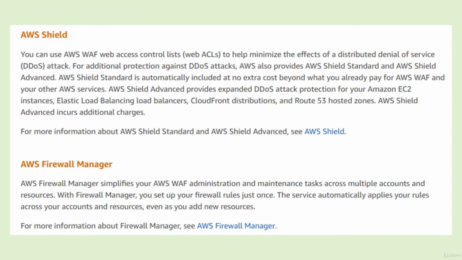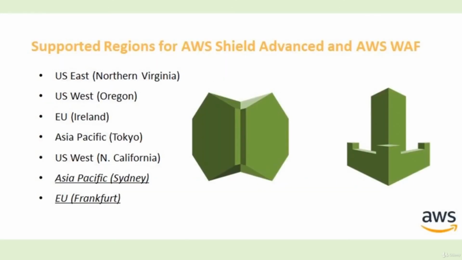With AWS Firewall Manager, you get a different set of services for managing resources on the cloud. The supported regions at the current level for AWS Shield and WAF are US East, US West, EU, Asia Pacific, Tokyo, and in the West, California, Frankfurt, and Sydney. These regions are supported currently, and at a later period, it will be supported in more regions.